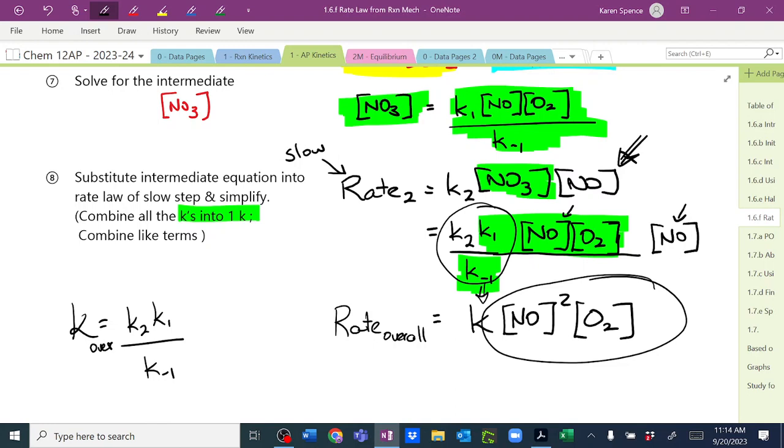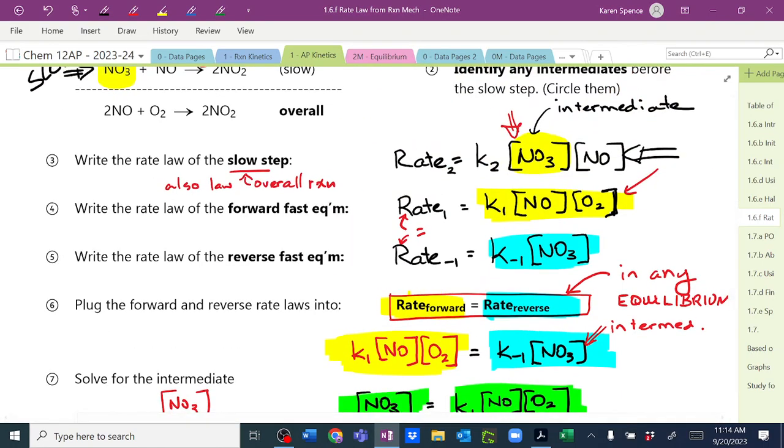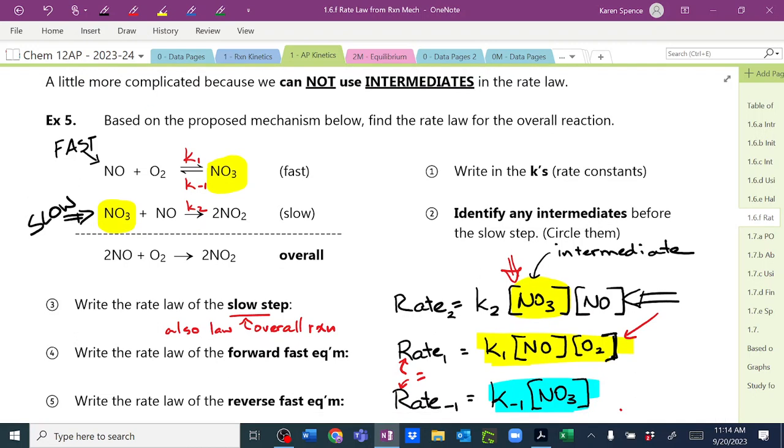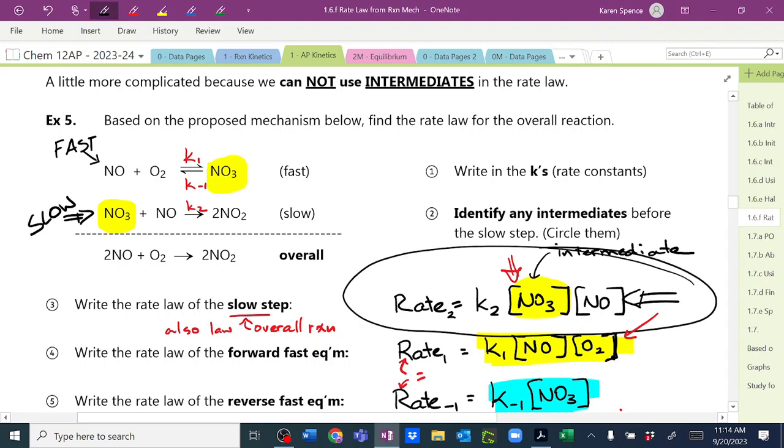Now, that all being done, before I understood how this method worked, back when I was first teaching AP, I would look at this question. This is kind of a little cheat, but it doesn't work all the time. Watch this. I know that this is the rate of my slow step, and I need to replace NO3 with reactants. Well, what do I need to get those? I need an NO and I need an O2. So I would substitute them instead of that. And guess what we get? We get NO squared times O2. Wasn't that faster? Did you follow that?